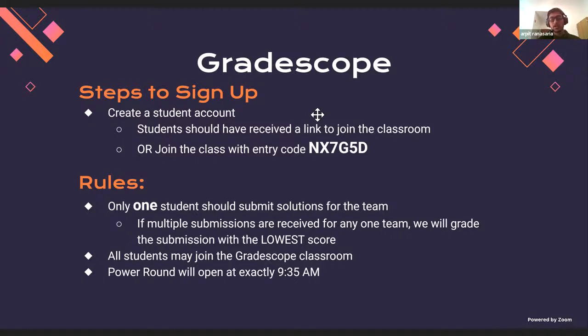The rules for the power round on Gradescope are that only one student should submit solutions for the entire team. If multiple submissions are received for any team, we'll be grading the submission with the lowest score. All students can join the Gradescope classroom. The power round will be available there. The opening time on the slide is no longer accurate. We'll be announcing when the power round will be opening, and when it opens, you'll be able to access the test and work on it together.